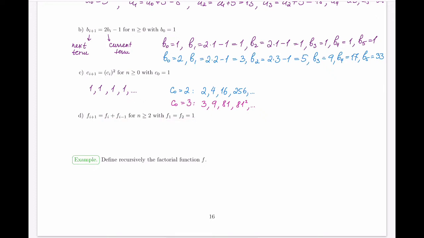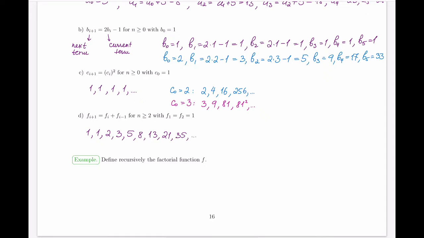So we're going to start, as suggested, with 1 and 1. The rule says in order for me to get the next term, I have to take my current term, f_i, and add the previous one, f_(i-1). So 1 plus 1 is 2. In order to get the next term, I'm going to take the previous one and add the one before. 2 plus 1 is 3. In order for me to get the next one, I'm going to take the one before and add the one before it. 3 plus 2 is 5. 5 plus 3 is 8. 8 plus 5 is 13. 13 plus 8 is 21. 21 plus 13 is 34, and so on and so forth.